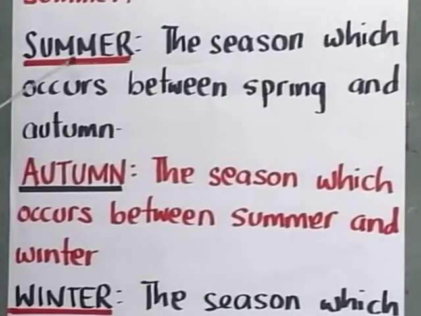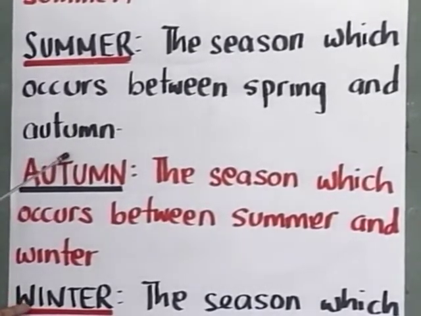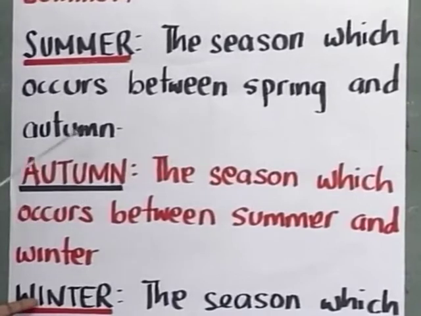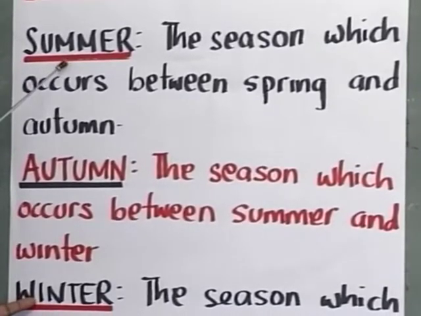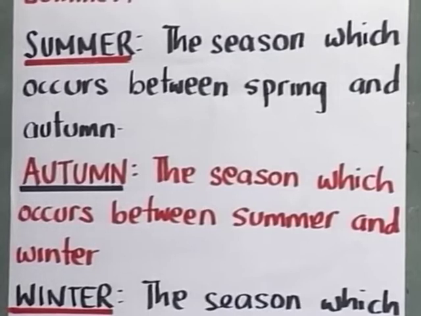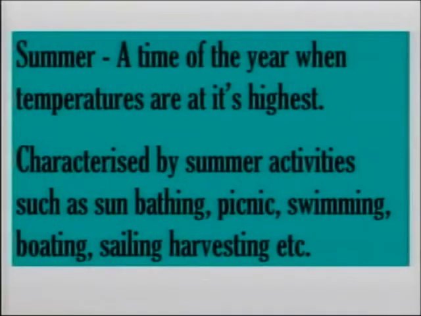Note, summer is the season which occurs between spring and autumn. So between spring and autumn is the season summer. We also note that this is the time of the year when temperatures are at their highest in comparison to those three other seasons. Summer is characterized by a lot of things, mainly summer activities such as sunbathing, picnic, swimming, boating, sailing, and even harvesting.